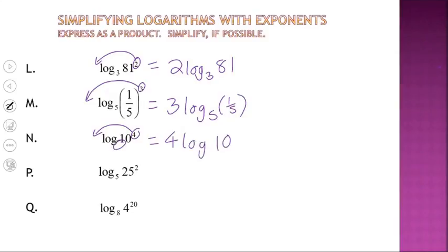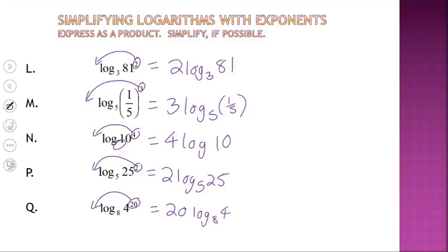Now remember, if you don't see a base, that means the base is also 10. Just a reminder. This would be 2 times log base 5 of 25. And then this would be 20 times log base 8 of 4. So you can see all the exponents just moved to the front. This is very convenient for us on a lot of problems we'll do in the next few sections. All right? That'll be it for section 7.4.